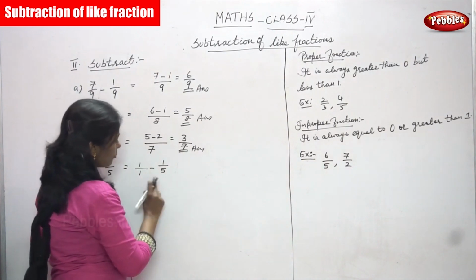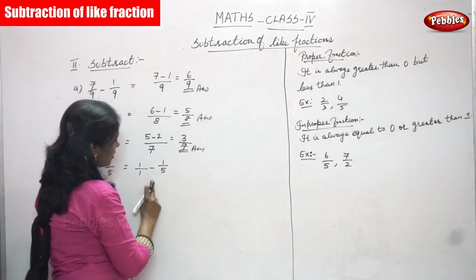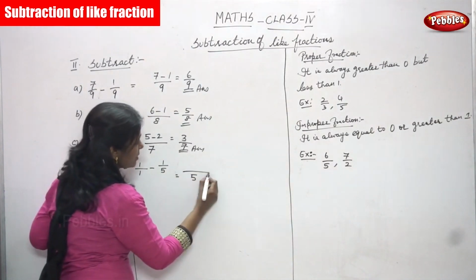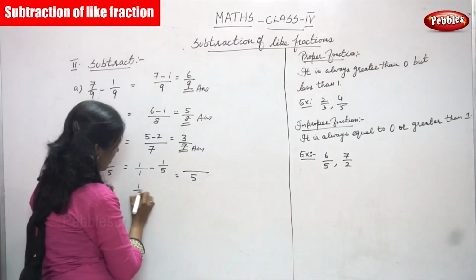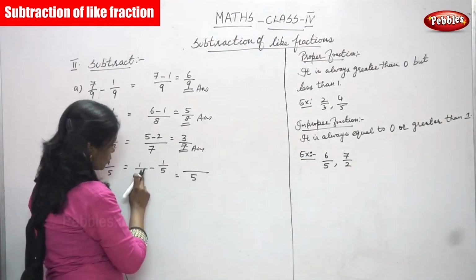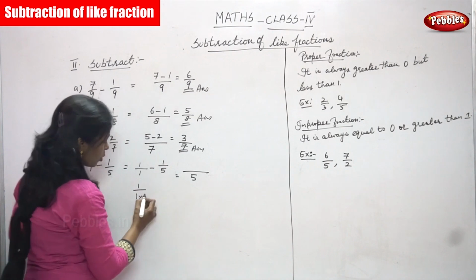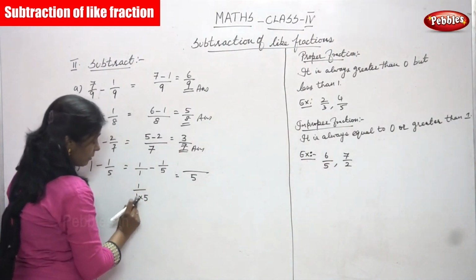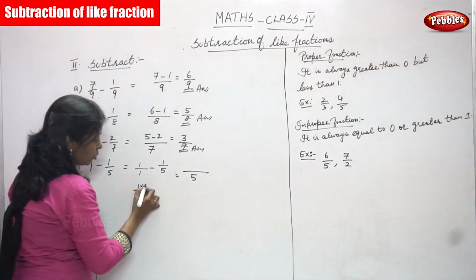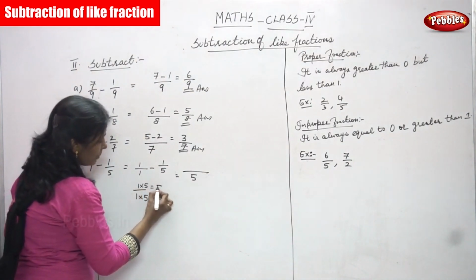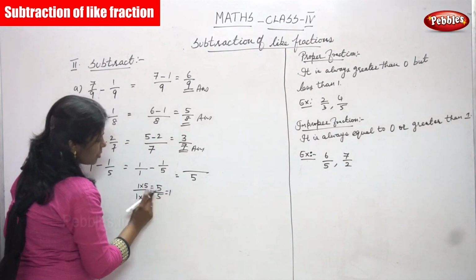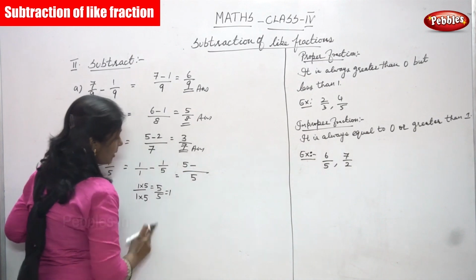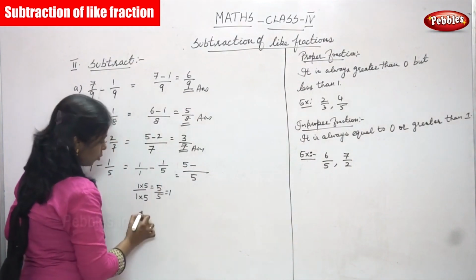So what you're going to do is take the LCM. For this particular number, you just multiply 1 into 5. You get 5 as the denominator, the common denominator. After that, 1 by 1, you have to make this 1 as 5, so you multiply by 5. If the denominator is multiplied by 5, the numerator is also multiplied by 5. So 5 by 5, you get 1 by 5. Then you put a minus sign.